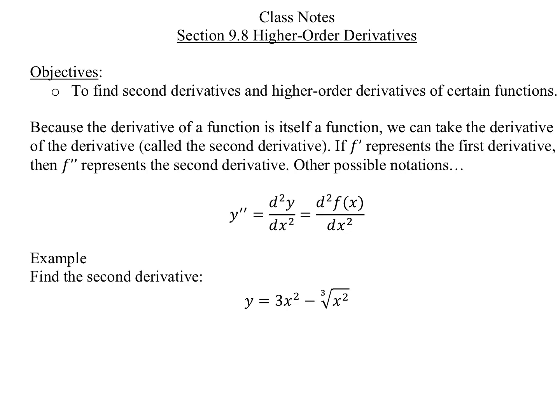Hello, in this video we are going to be looking at section 9.8 where we discuss higher order derivatives. We're going to start with a little bit of background. Recall that a derivative of a function is actually a function in and of itself. So you can imagine that if you have a function, you could take the derivative of the function, so the derivative of a derivative, and we would call that the second derivative. If f prime represents the first derivative, then f double prime is going to represent the second derivative.